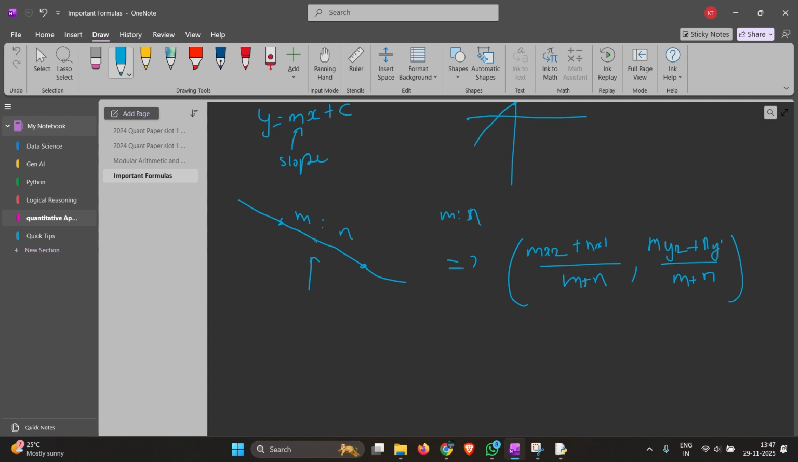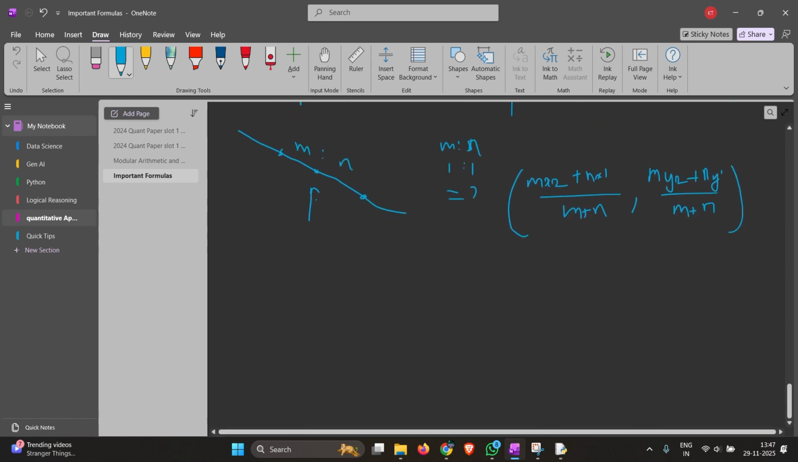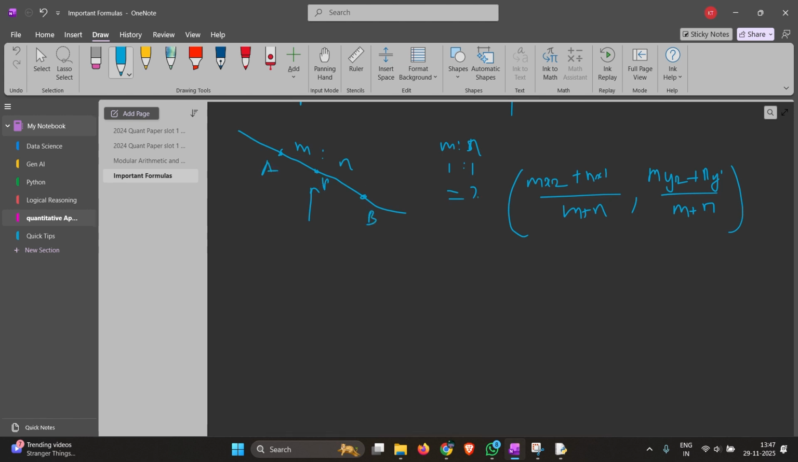So if this point is the midpoint, that means the ratio is just 1:1. So that time it becomes x1 plus x2 upon 2 and y1 plus y2 upon 2. But in general, for any ratio, this is the formula you can use to find the coordinates of this point. So if this is A, this is B, and this is P, the coordinates for P would be this.